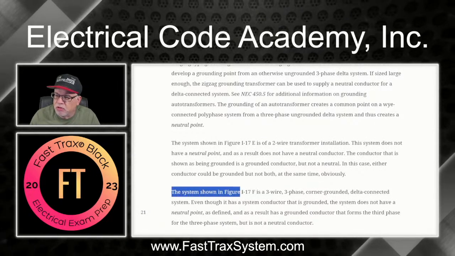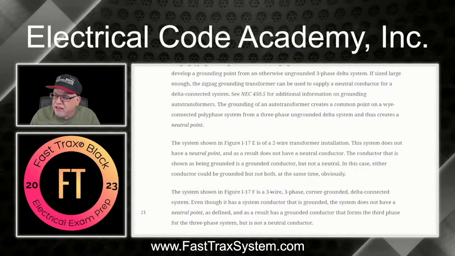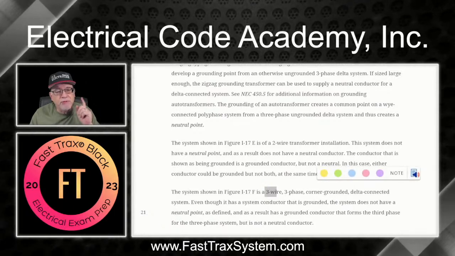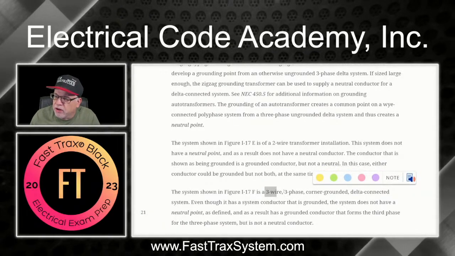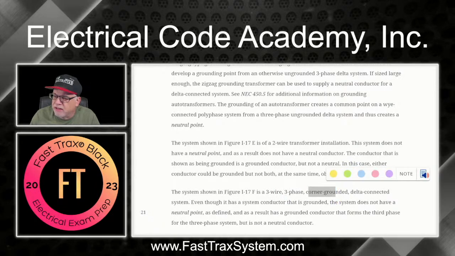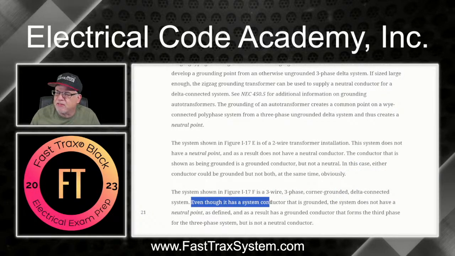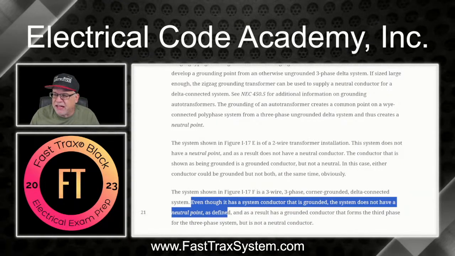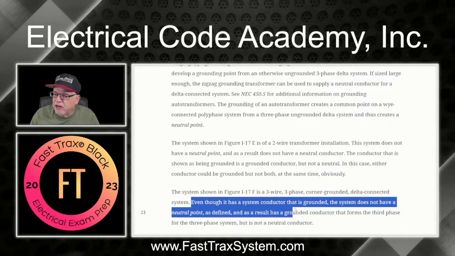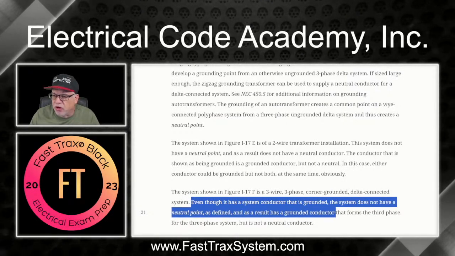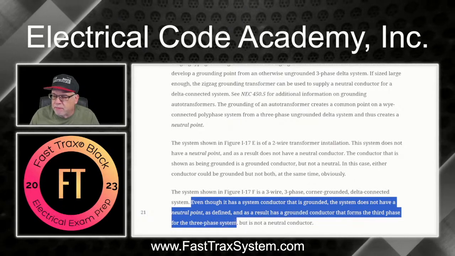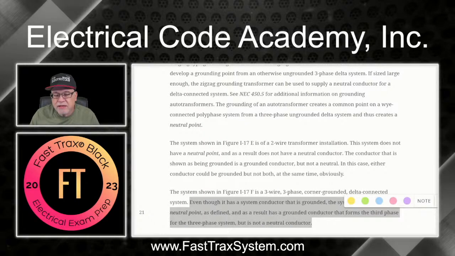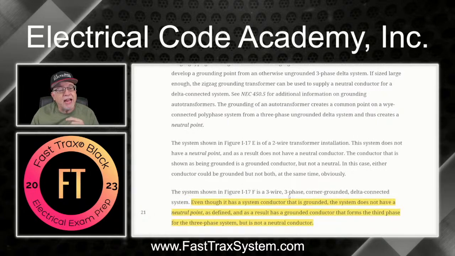The system shown in F, which we're looking at, is a 3-wire, because it wasn't a 4-wire, it's a 3-wire, 3-phase corner grounded delta configuration. So even though it has a system conductor that is grounded, connected to Earth, the system does not have a neutral point as defined, and as a result has a grounded conductor that forms the 3rd phase for the 3-phase system, but it is not considered a neutral conductor when it comes to the code.